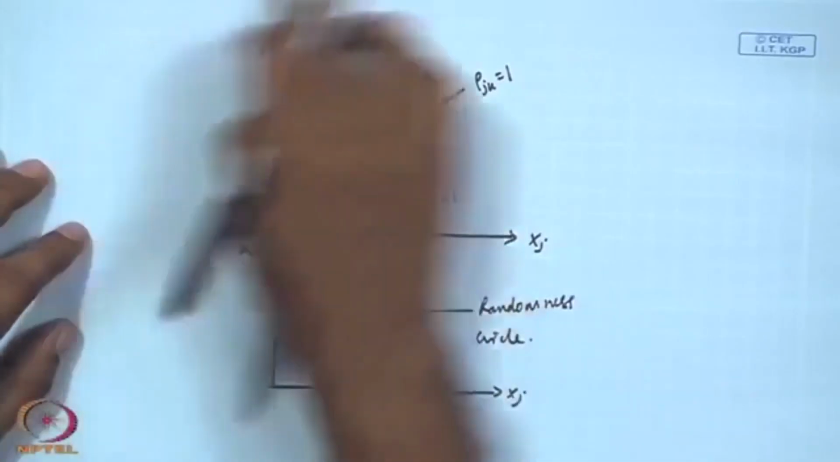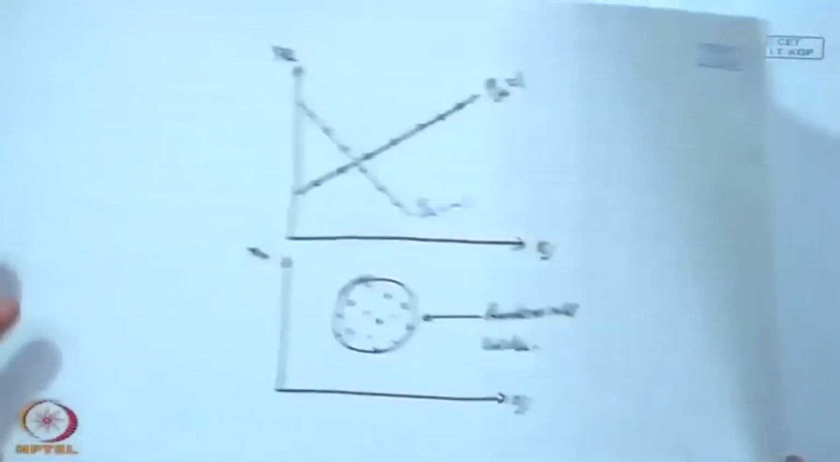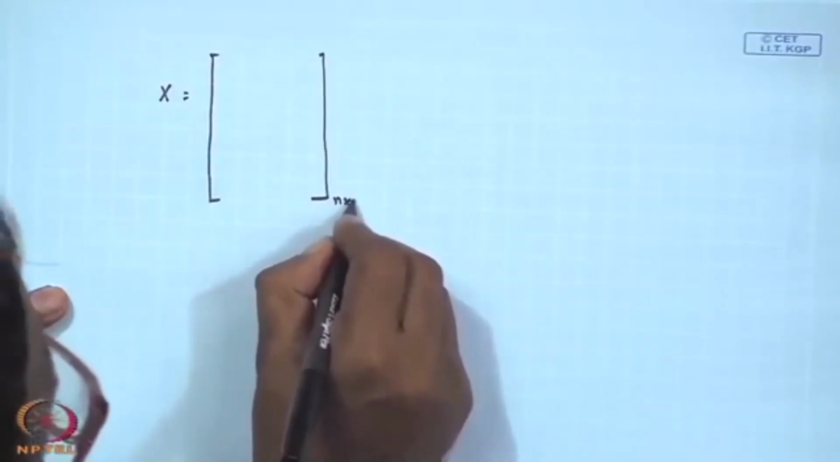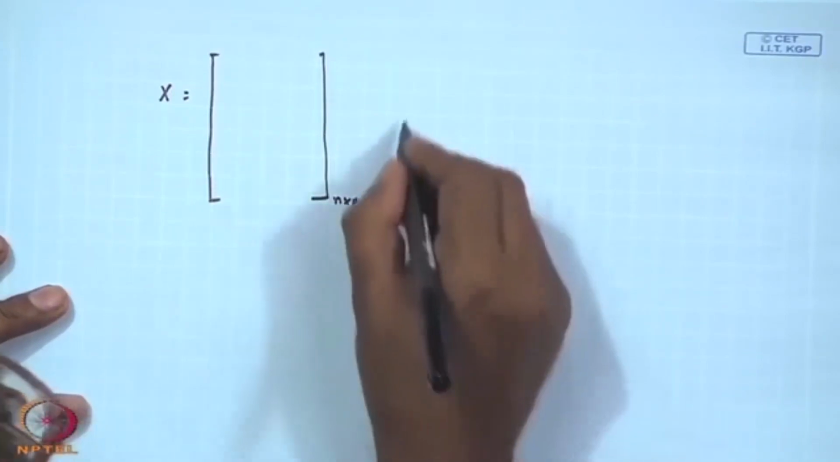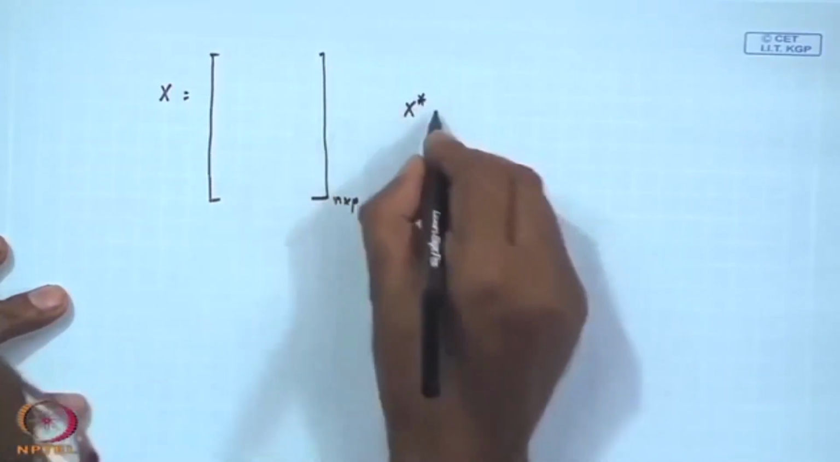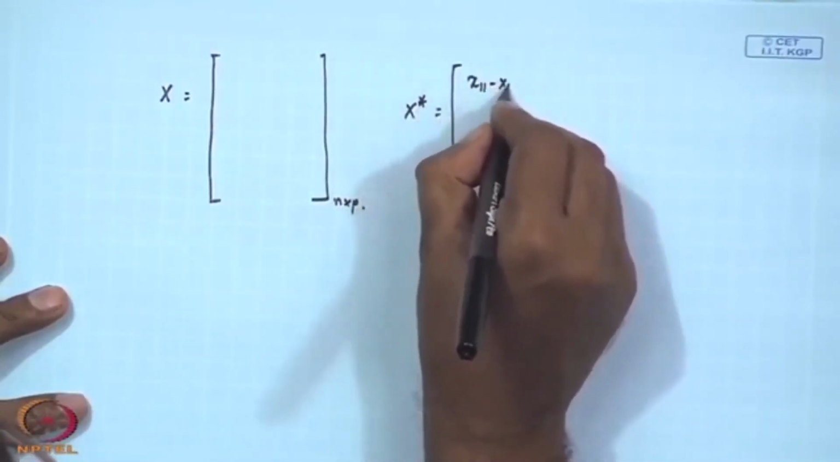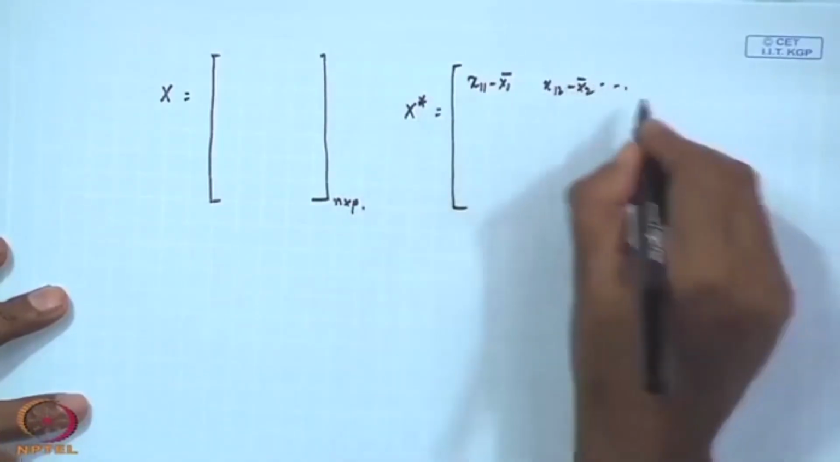So, that is the meaning of correlation coefficient like rho j k. You convert it into the same. How do you calculate? You have a data set like X, where the same data set is n cross p, and I have already given you that we have converted this to X star, where each of the observations was subtracted by its mean like this.